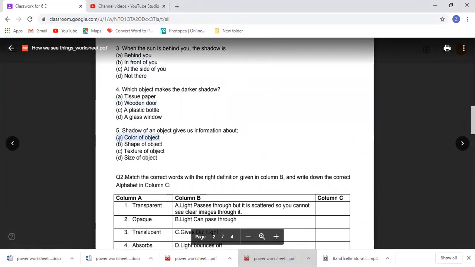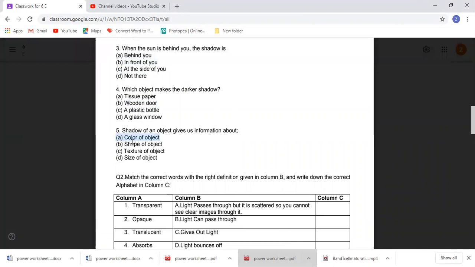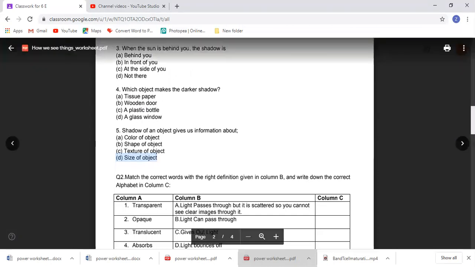It does not tell anything about the color because shadows are always dark. They're basically black in color. Shape of the object, yes, it does. So B is the right option. It does not tell us anything about the texture, whether the object is rough or smooth. It does not tell anything about the size because we just discussed that the size of the shadow will depend upon the distance between the light source and the object.